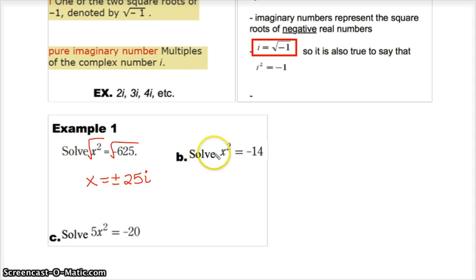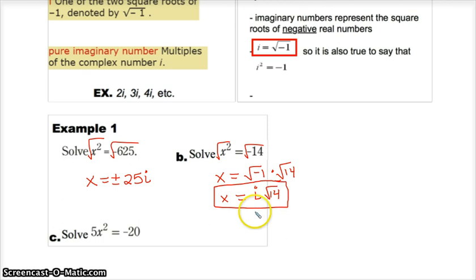Again, let's take a look at the square root of -14. I take the square root of both sides, and let's break it down this time. The square root of x squared is x. The square root of -14 is the square root of -1 times the square root of 14. When simplifying, the square root of -1 is i, and the square root of 14 is just the square root of 14. So my final answer is x equals i times the square root of 14.